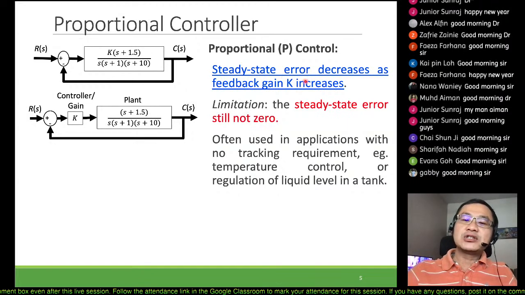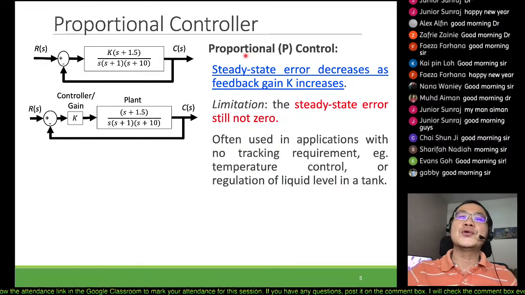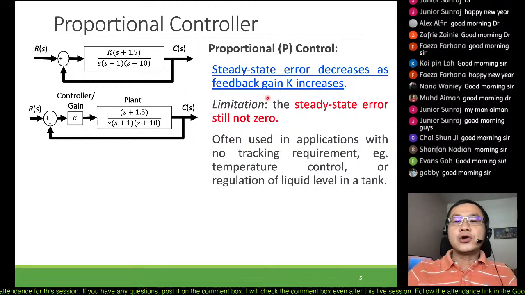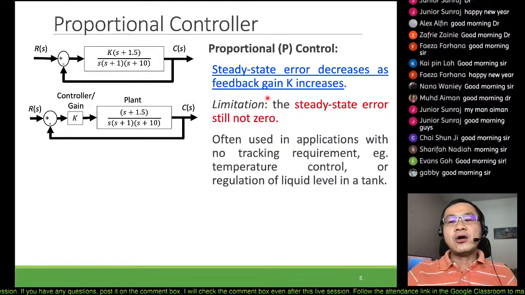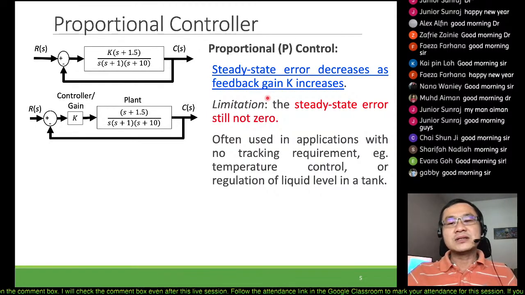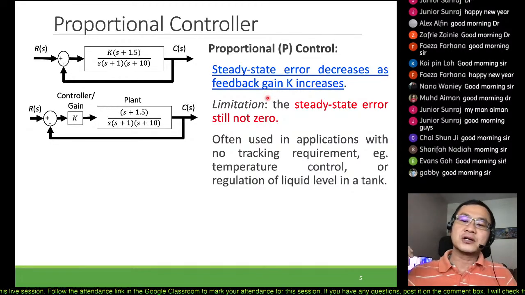So when we are controlling the k, we are actually using a proportional control, right? But then the limitation is that using this proportional control, we can only reduce the steady state error, but the steady state error may still exist. It's still not zero, okay, it's only being reduced.